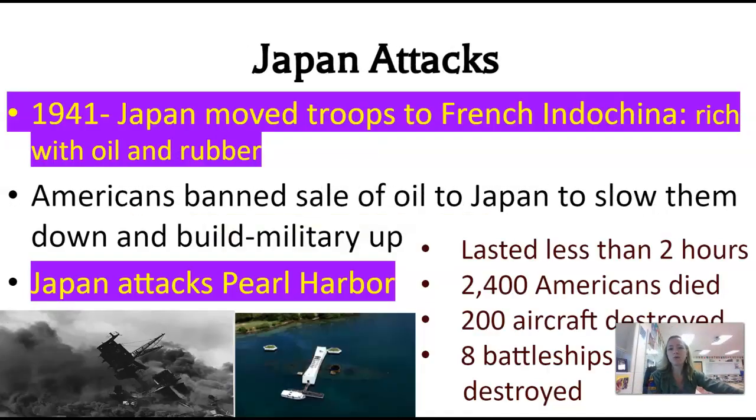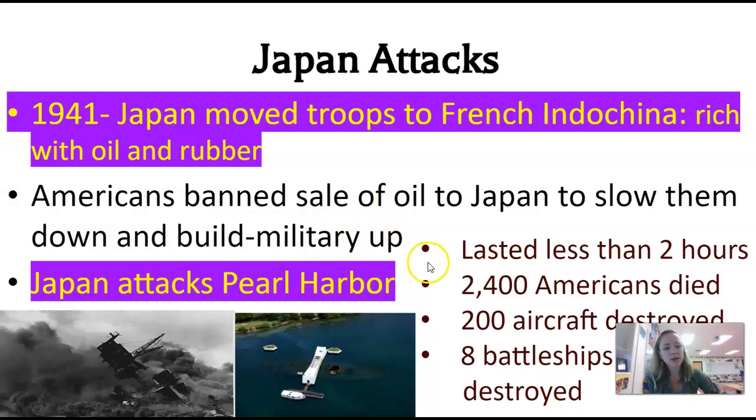FDR will call it a day which will live in infamy. Japan had moved troops into French Indochina and into other Pacific islands that were rich with oil and rubber, and the United States was pretty worried about them doing this, spreading their empire, taking over land, and gobbling up resources, which made it look like they were intending on going to war. And so the Americans ban the sale of oil and other weapons materials to Japan in order to slow them down and slow down their military buildup in case they decided to come for us and our territories in Asia. This obviously angers them, which is why they attack Pearl Harbor.